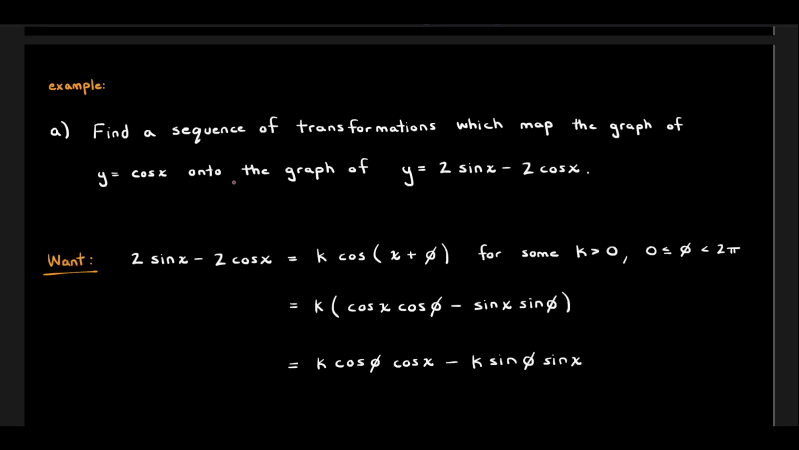This one is saying, find a sequence of transformations which map the graph of the basic cosine function onto the graph of this 2 sine x minus 2 cosine x function. So in other words, what they're saying is write 2 sine x minus 2 cosine x as cosine of x plus phi times k. Okay, so this time we're not trying to write it as sine, because if it was, then you can just use the formulas we derived before. This time we have to write it as cosine.